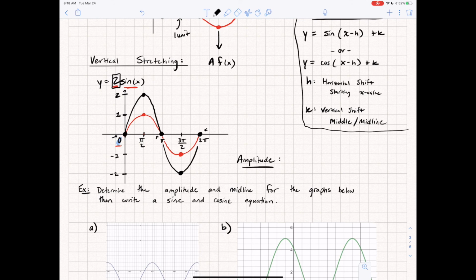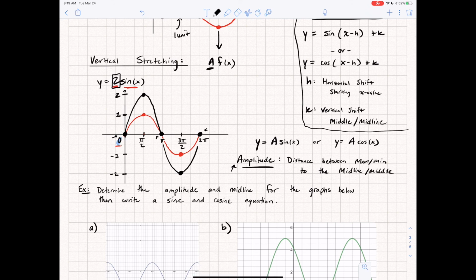This is the distance between the max and min of a wave to the midline or the middle. And in terms of my general format, that is what this A will represent. So in a basic graph for sine and cosine, if you have A sine of x or A cosine of x, what that A directly represents is the amplitude.